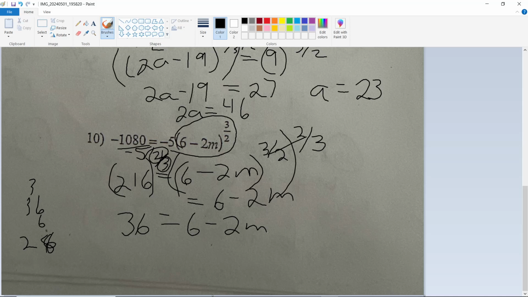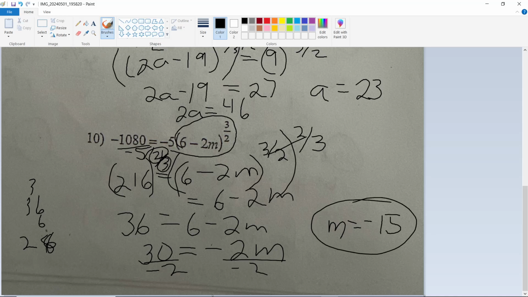Then I will subtract 6 from both sides. 30 equals negative 2m. Then I divide both sides by negative 2. And I get m equals 30 divided by negative 2 is negative 15.